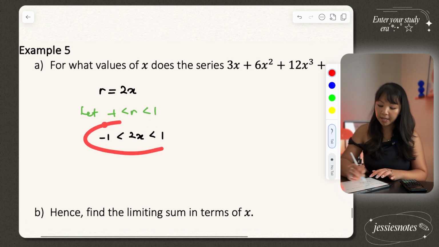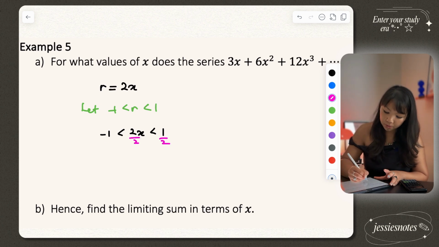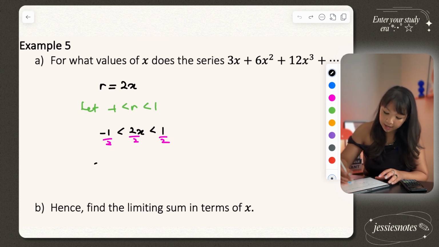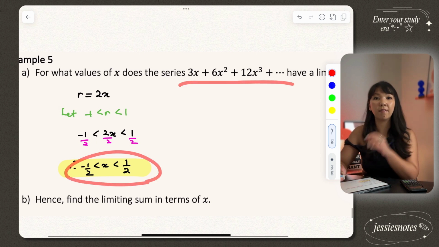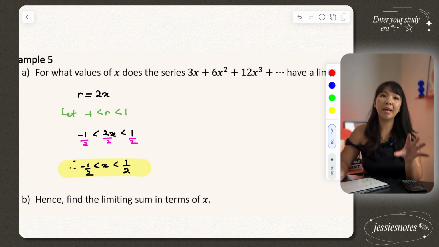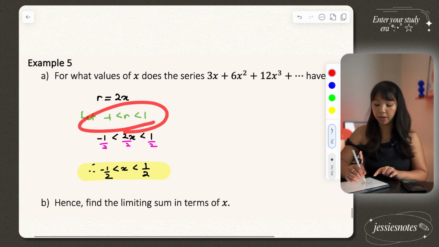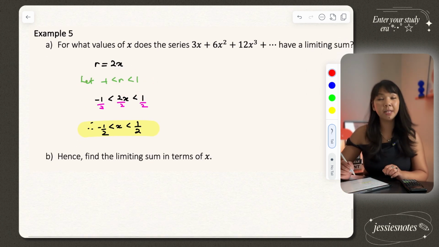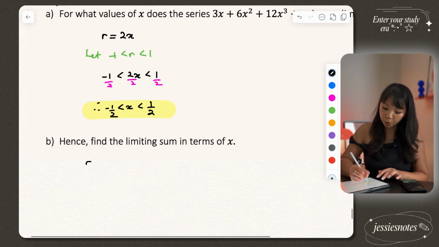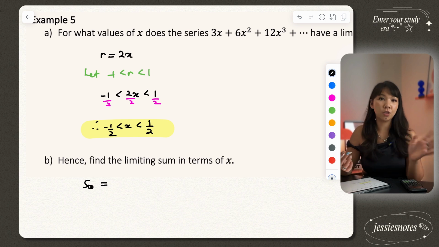So if I make x the subject in this double inequality, I'm just going to divide everything by 2. You now get that x is between -1/2 and 1/2. And that is the values of x in which this will have a limiting sum. So whenever you see a problem and it asks you when does the limiting sum exist, the only property that should be coming to mind is this one, that the ratio is between -1 and 1. Okay. And then now part B says, hence find the limiting sum in terms of x. So we're just going to find the limiting sum if it exists, keeping it in terms of x, so it's not going to be a number.